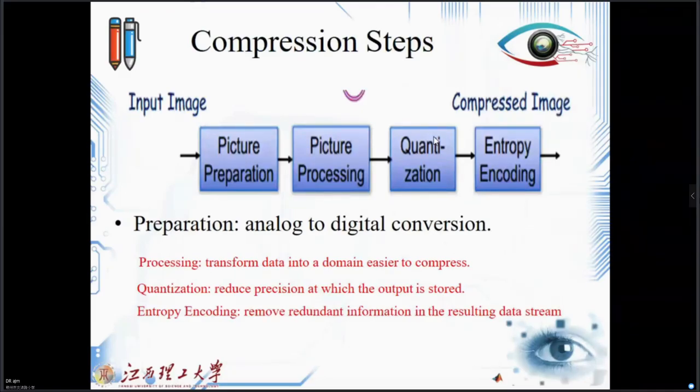What should the compression steps be? It's something like this. First, you have the input image, then picture processing, quantization, entropy encoding, and then the compressed image comes out. Preparation means analog to digital conversion, and the processing part transforms the data into a domain easier to compress. Quantization will reduce the precision at which the output is stored. And entropy encoding will remove the redundant information in the resulting data stream.